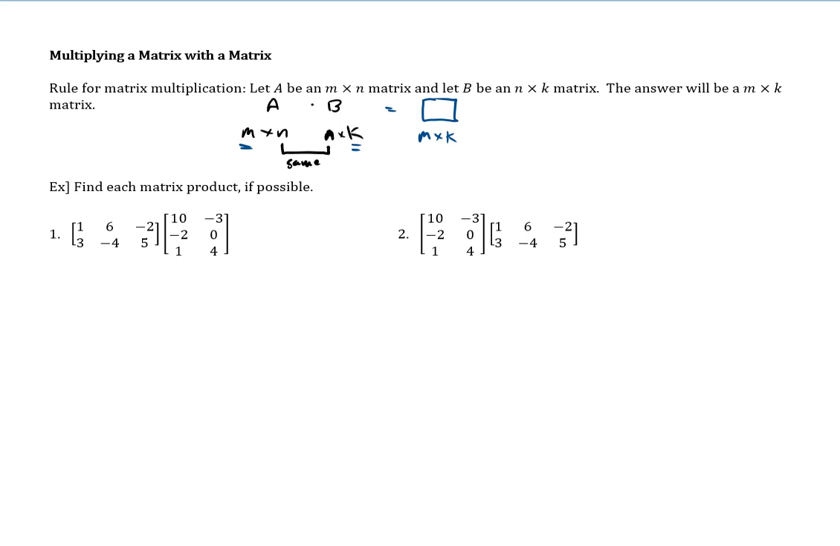For this first one, notice that we have a 2-row matrix with 3 columns, so this is a 2 by 3. And this matrix has 3 rows and 2 vertical columns, so 3 by 2. We can see that these two numbers are the same, so that means we can multiply, and our answer will be a 2 by 2. I'm just going to put it over here and say we need a 2 by 2. Okay, so we know that.